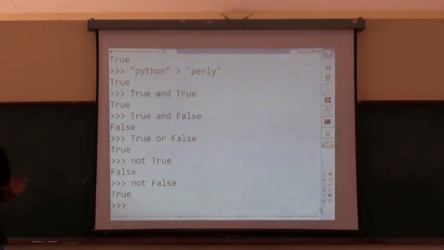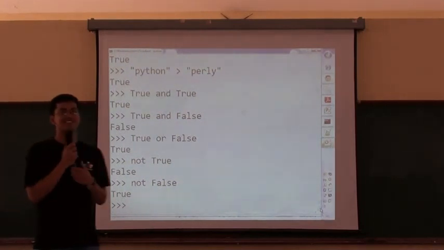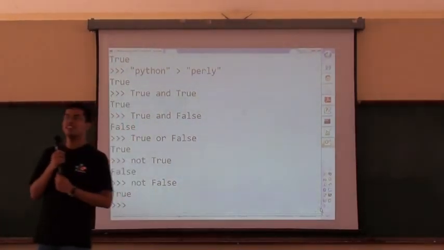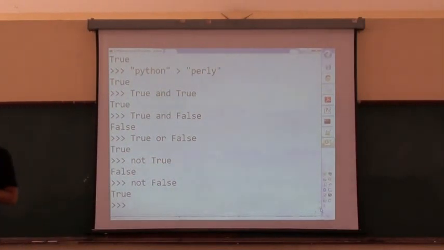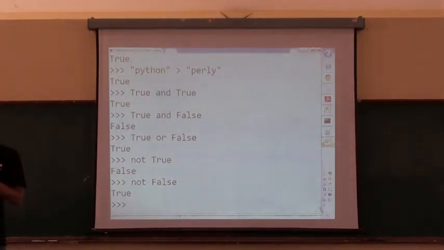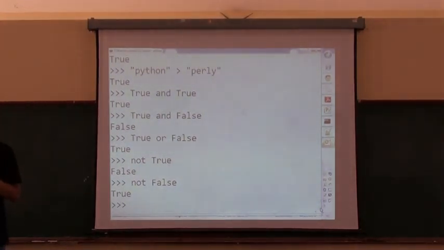So can we exchange values? Can we make True as False and False as True? Can we do True as False and, not, False as True? Can we do that in Python? False is True, not False. Is that possible? Can we exchange values?